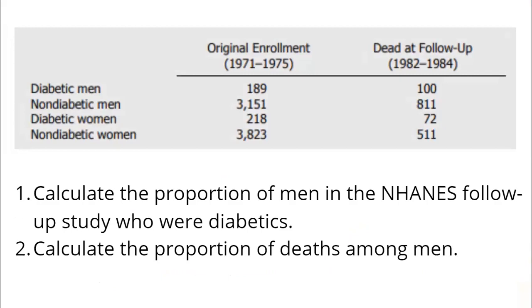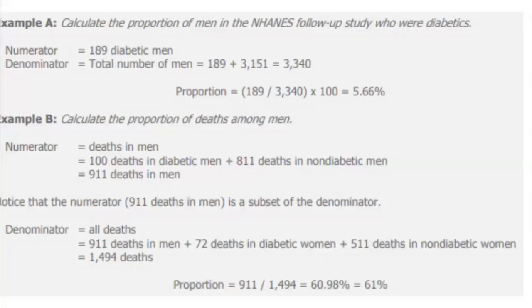So for example, we have the NHANES study, who enrolled 189 diabetic men, 3,151 non-diabetic men, 218 diabetic women, and 3,823 non-diabetic women. So we are to calculate the proportion of men in that study who were diabetics. Okay? And then we also need to calculate the proportion of deaths among men. So how do we do it?